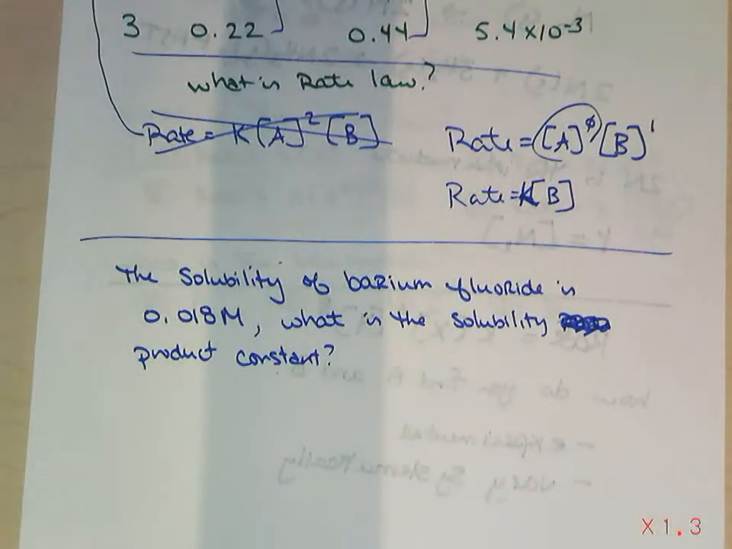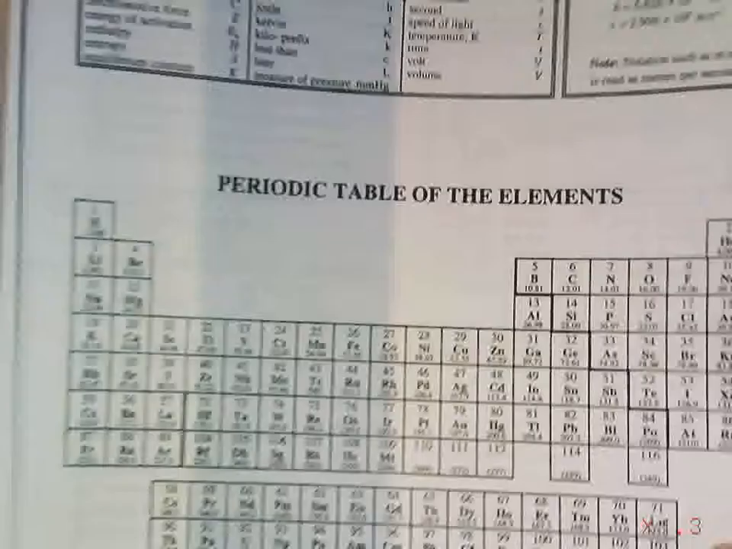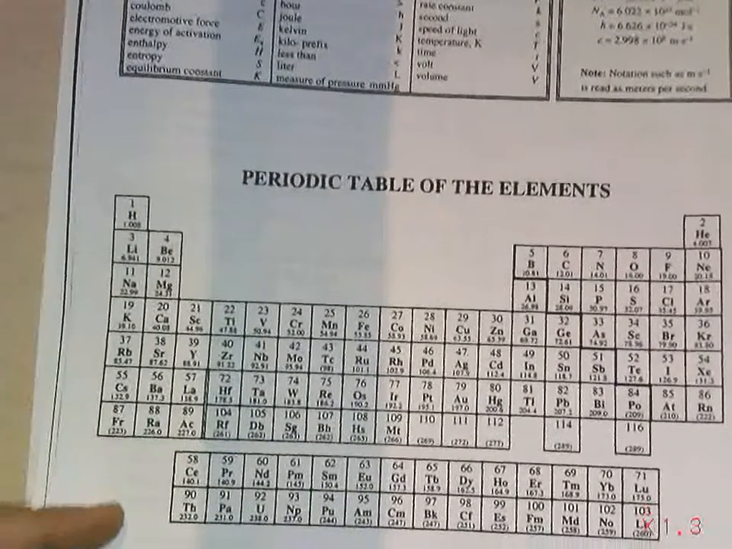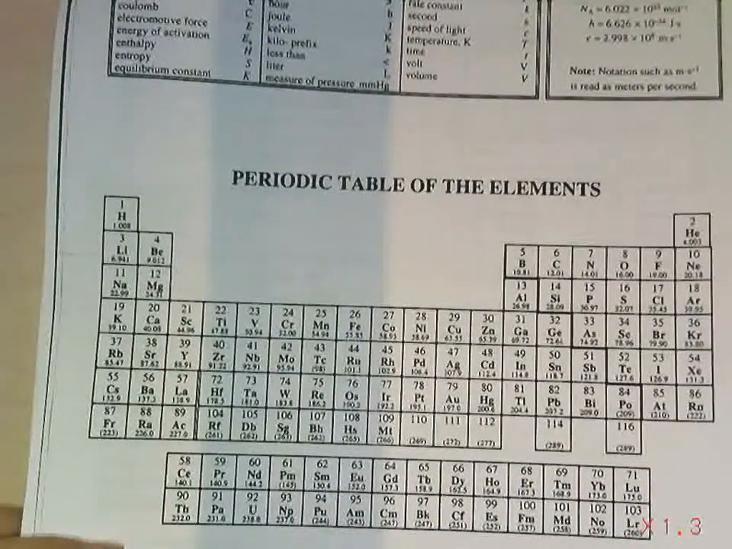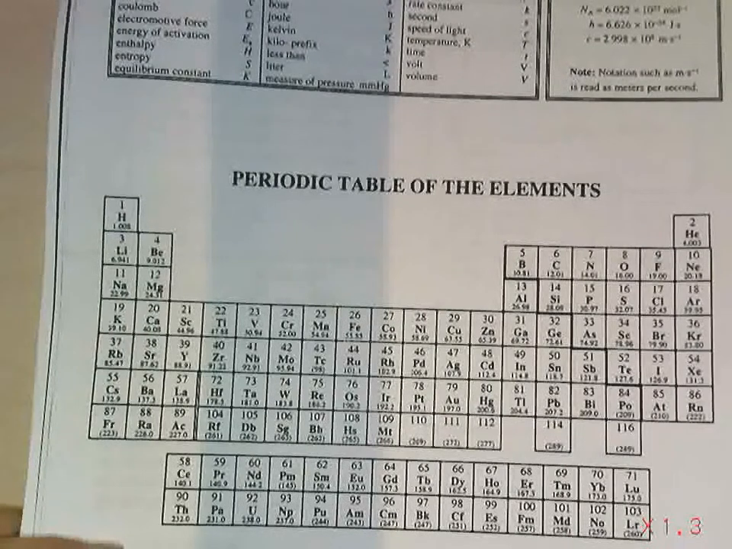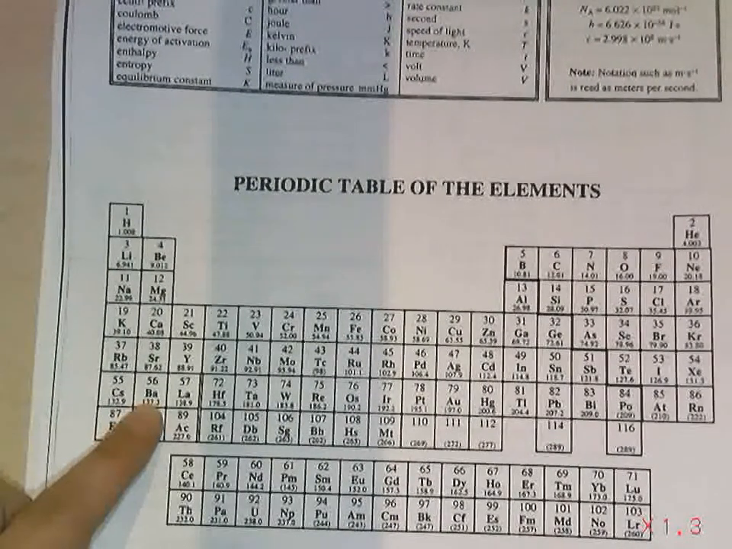All right, so I have a solubility of barium fluoride, and I want to figure out the solubility product constant. How do I even start this problem? I would start by figuring out what barium fluoride is. Looking at your periodic table, what letters is barium? Its number is 56.